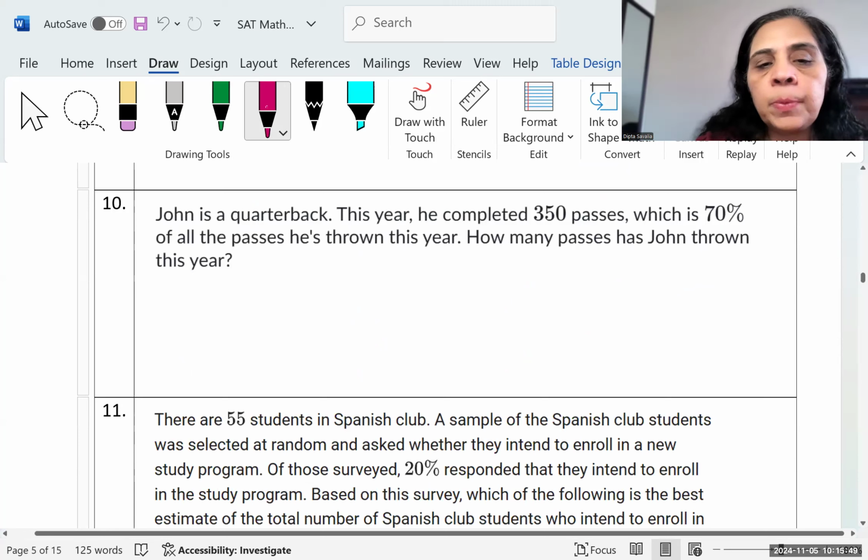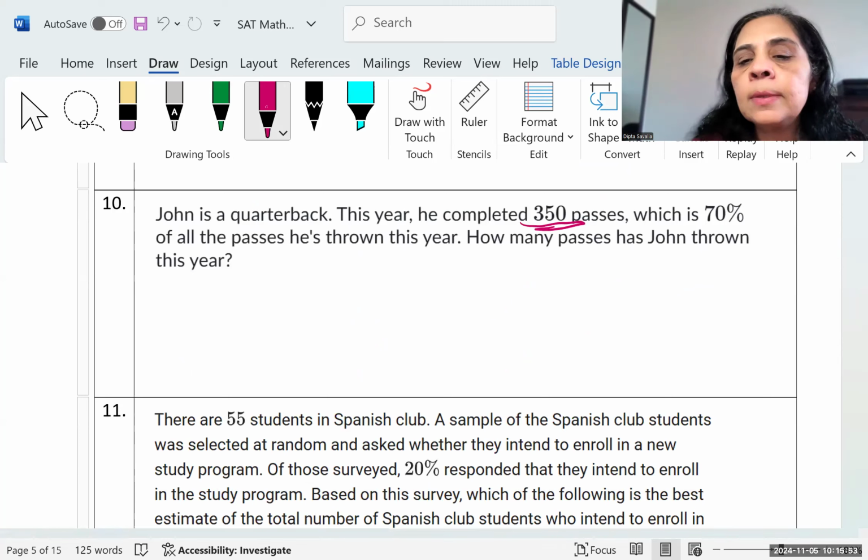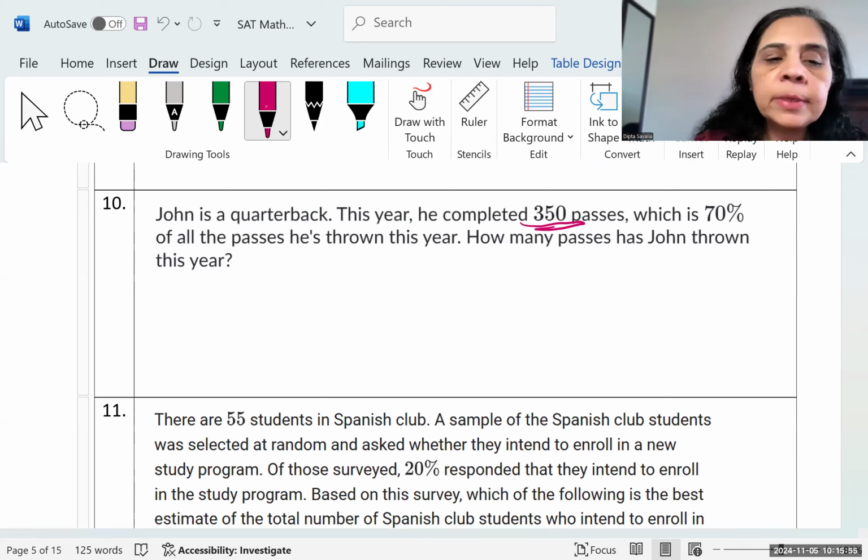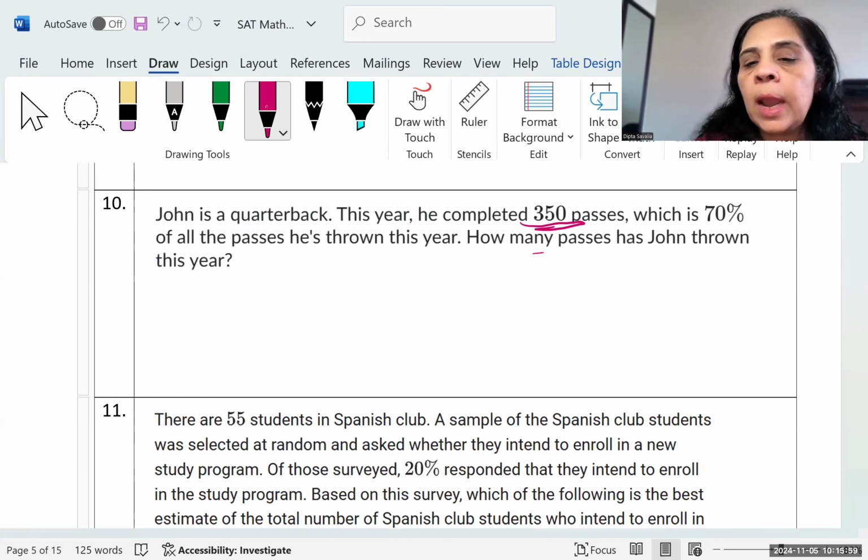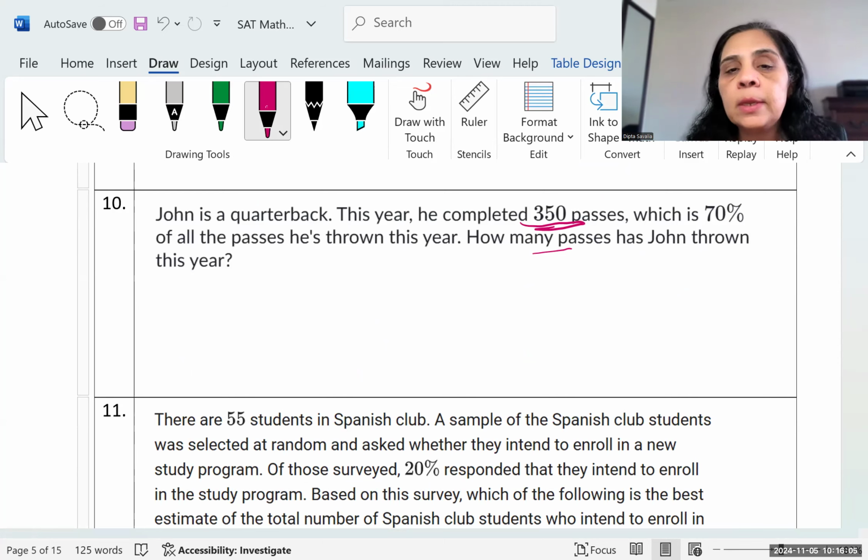All right, let's see number 10. John is a quarterback. This year, he completed 350 passes, which is 70% of all passes he has thrown this year. How many passes has John thrown this year? So this year, we are talking about how many he has thrown, right? So that's the total we are looking for.